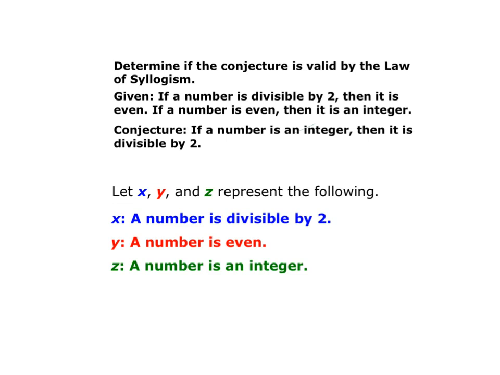Determine if the conjecture is valid by the law of syllogism. If a number is divisible by 2, then it is even. If a number is even, then it is an integer. So what would our P be? What's our hypothesis of the first statement? If a number is divisible by 2. So this is our P. Then it is even. This is our Q.